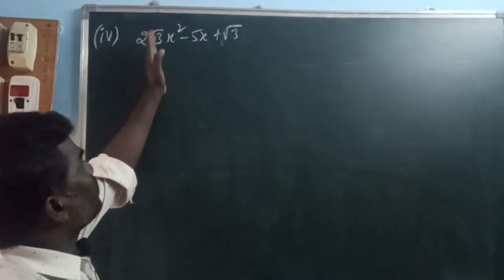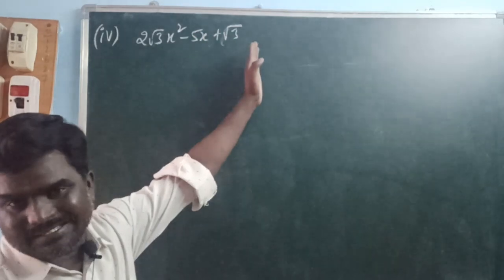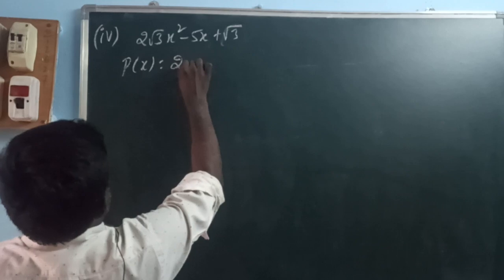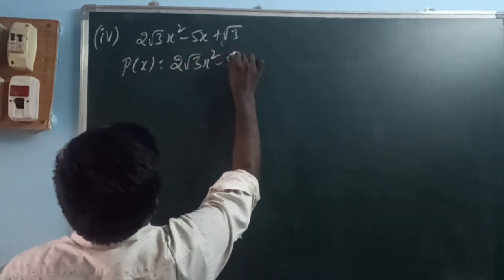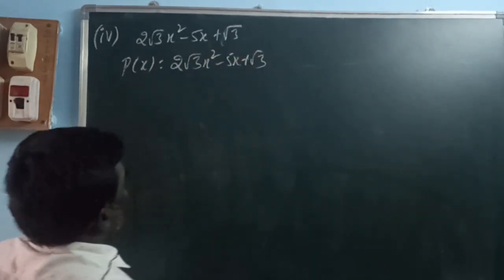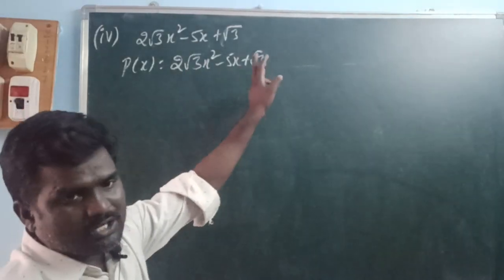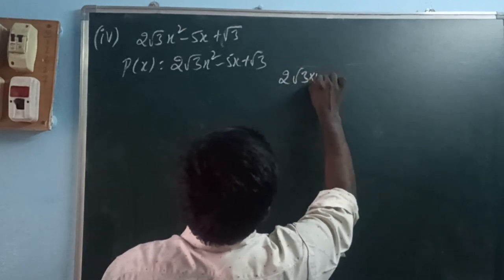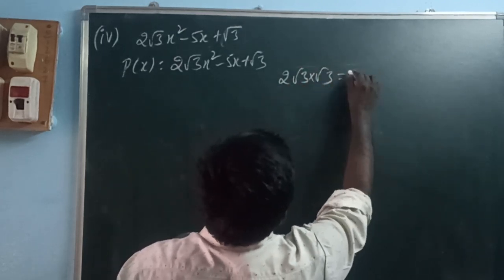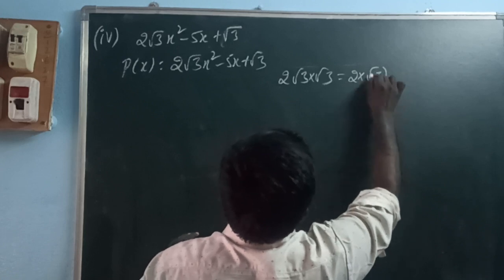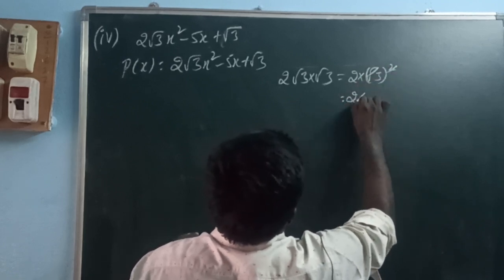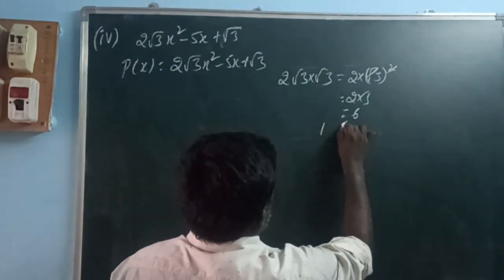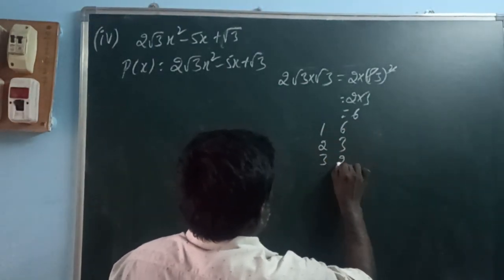Next, 2 root 3 x square minus 5x plus root 3. So here p of x is equal to 2 root 3 x square minus 5x plus root 3. Here the x square coefficient is how much? 2 root 3. The constant is how much? Root 3. So here we take 2 root 3 into root 3, that is 2 into root 3 into root 3, whole square. The square root cancels, 2 3s are 6. Now the factors of 6 are 1 6, 2 3, 3 2, 6 1.